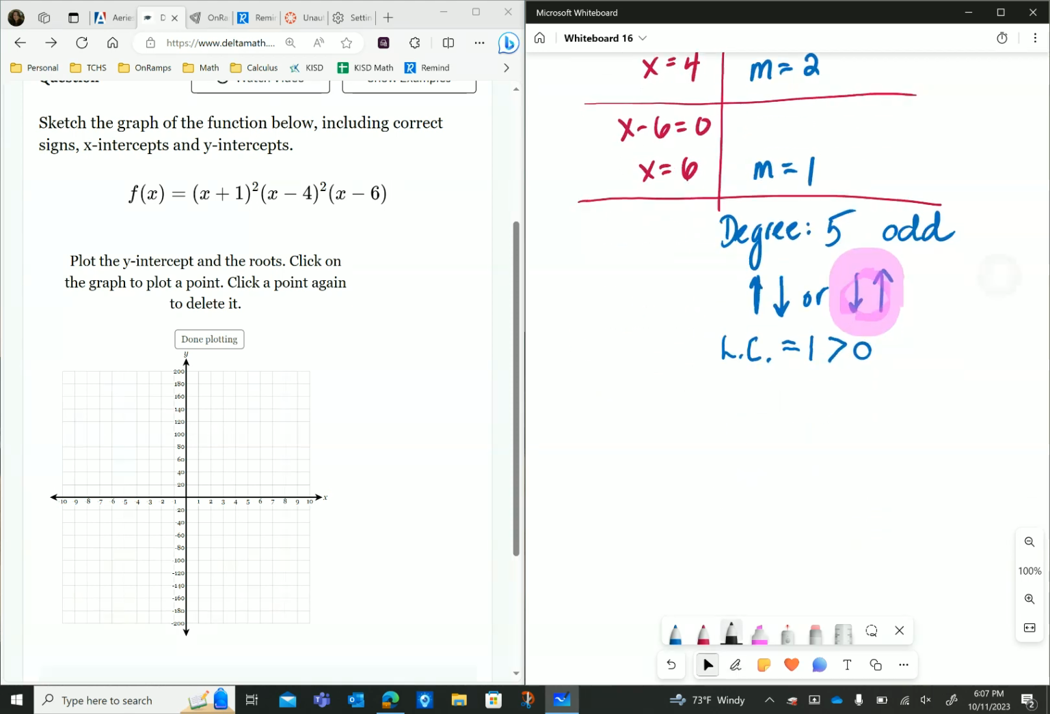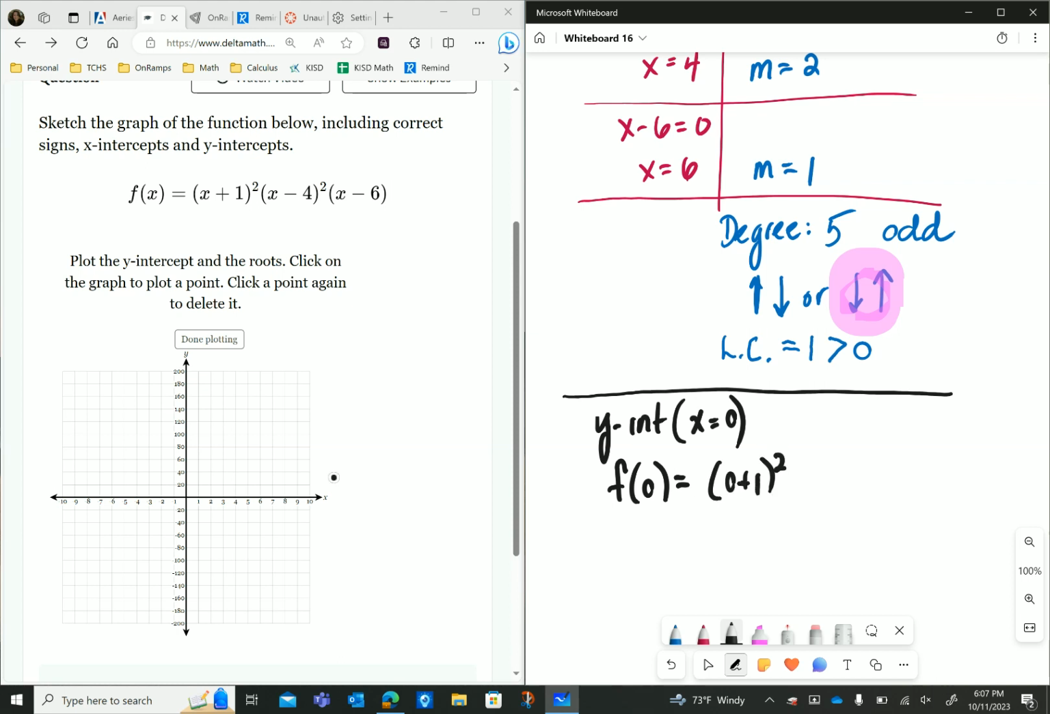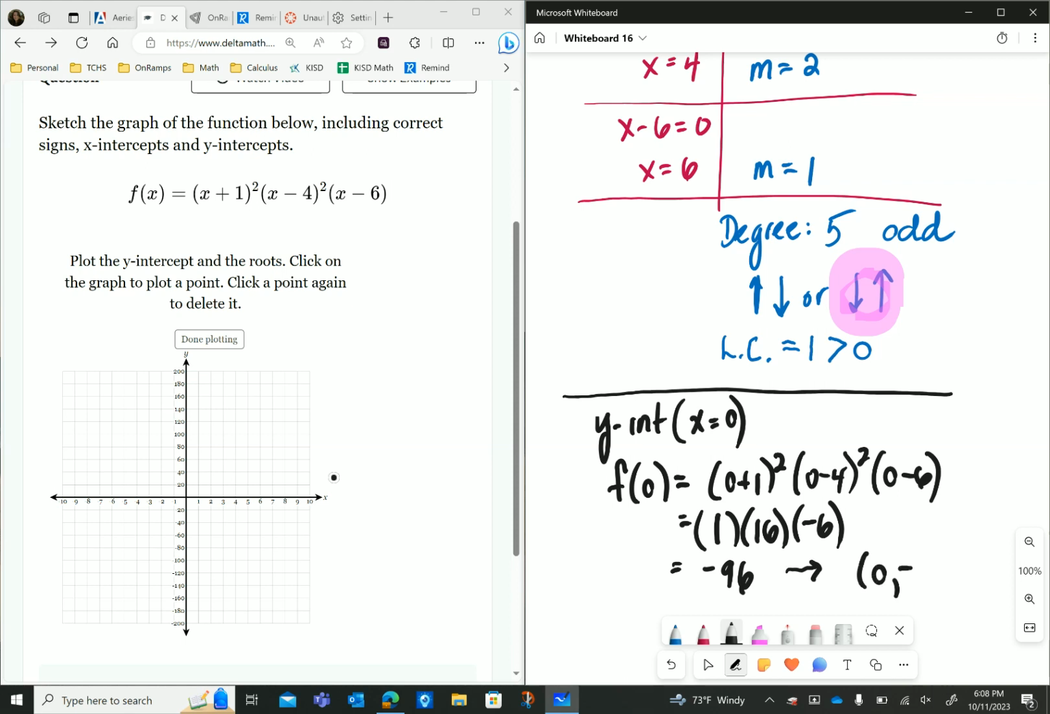Y-intercept. So let's scoot this up a second and let's calculate the y-intercept when x is equal to 0. So f of 0, which means what is the function value when x is 0? Well, 0 plus 1 squared, 0 minus 4 squared, and 0 minus 6. 0 plus 1 is 1. 1 squared is just a 1. 0 minus 4 is -4. -4 to the second power is a 16. And 0 minus 6 is just a -6. When we multiply 16 times -6, we get -96. So I'm going to plot a dot at 0, -96. And that's my y-intercept.